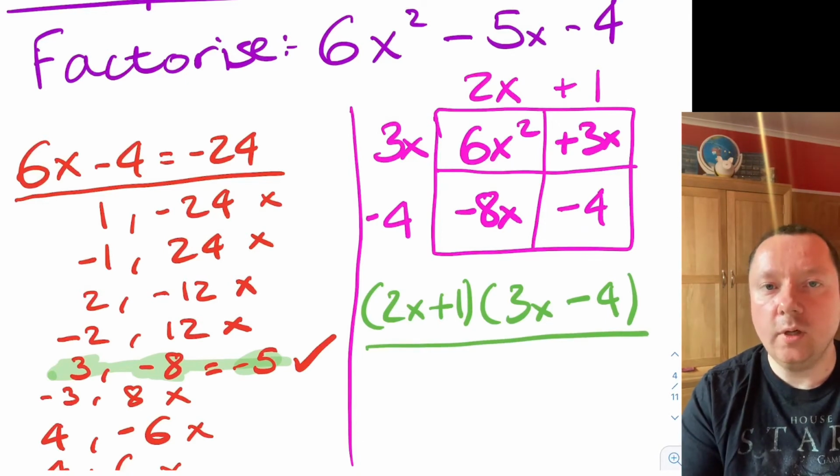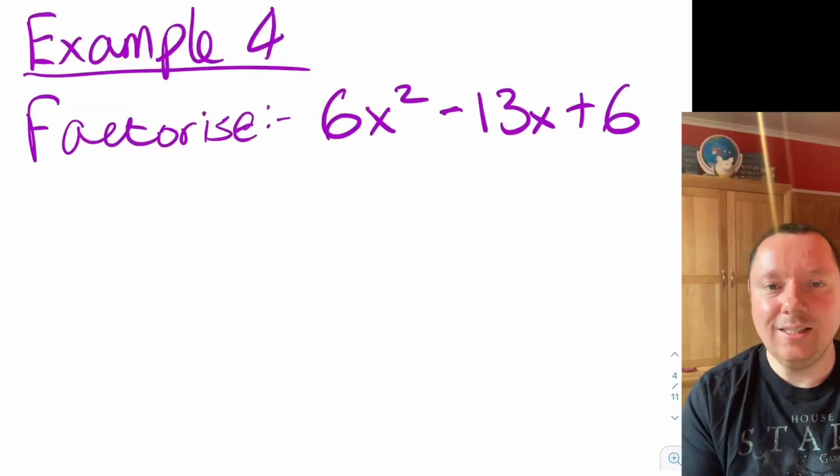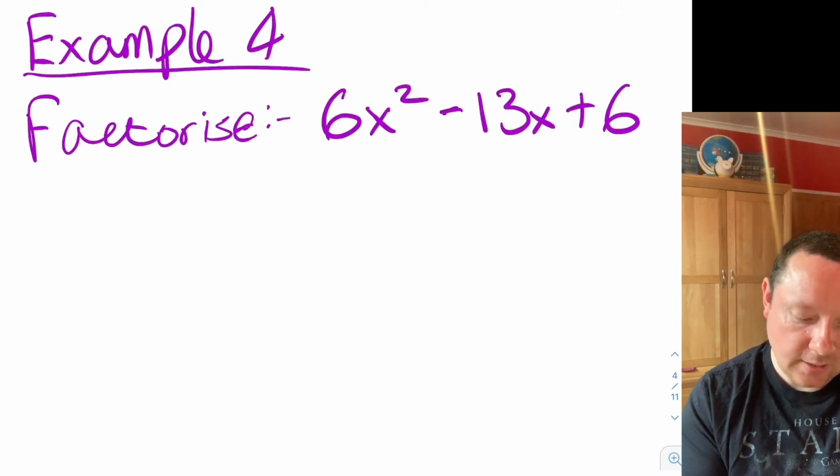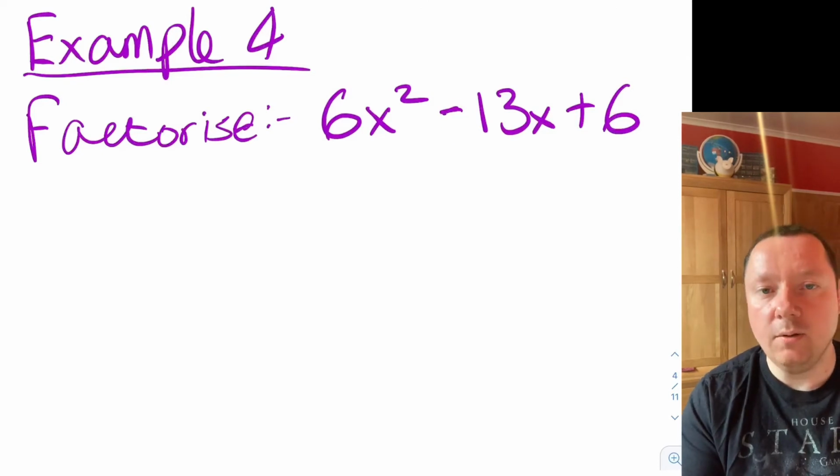Let's look at a few more trickier examples. Example 4 says factorise 6x squared minus 13x plus 6. You'll notice again we've got a minus in here. Some of the numbers are a little bit bigger and more awkward, but we'll do the same thing over and over again and get the same answer. The same method will give us the right answer.